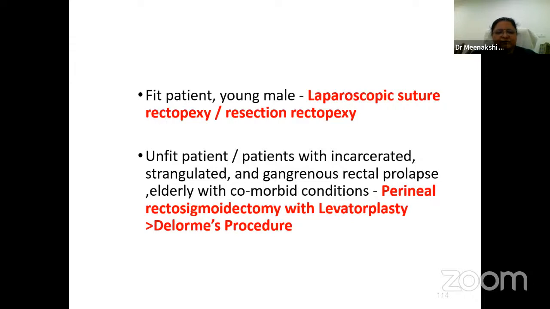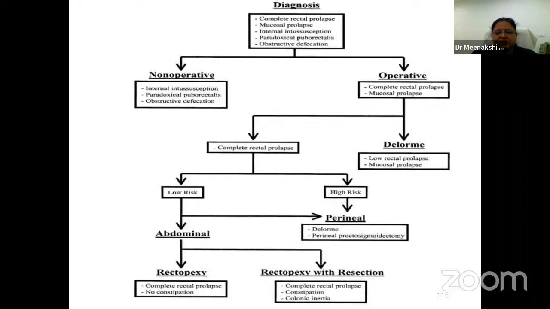So how will you choose? If the patient is fit, a young male, you should always go ahead with the laparoscopic suture rectopexy or the resection rectopexy, depending upon whether there is a redundant sigmoid or not. And in the lateral dissection, you should be very careful to prevent injury to the parasympathetic nerves. For the unfit patient, or patients with incarcerated, strangulated, and gangrenous rectal prolapse, or elderly with comorbid conditions, we should go ahead with the perineal rectosigmoidectomy with levateroplasty, that is Delorme's procedure. So this is just the flow chart of how you will select the procedure.